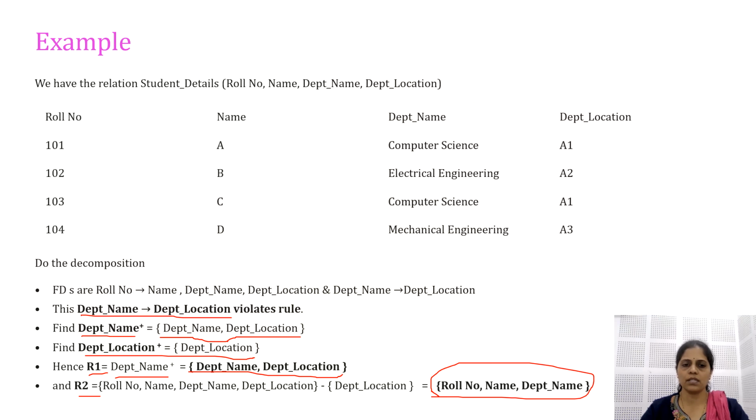Now if you see this decomposition, this is a lossless decomposition, because of this decomposition I am not going to lose any information of the original relation. So in this case, this follows 3NF.